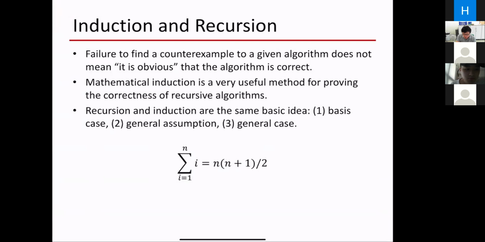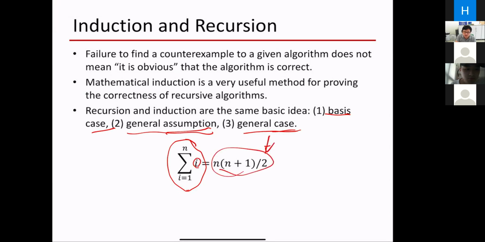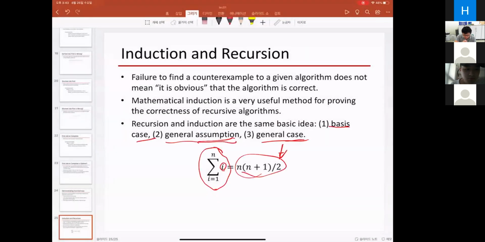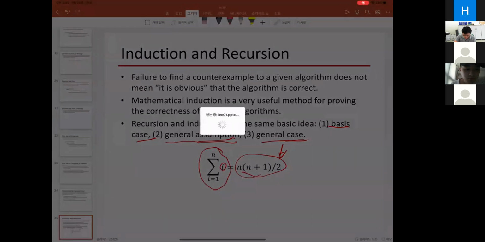Recursion and induction are the same basic idea: base case, general assumption, and general case. I'm assuming you learned all about this, right? For the basic case, what's the sum of i from 1 to n? Oh, I can prove it. So you learned in basic mathematics, right? By doing this, you can also do this. All right, so today I'm going to talk about asymptotic notation.